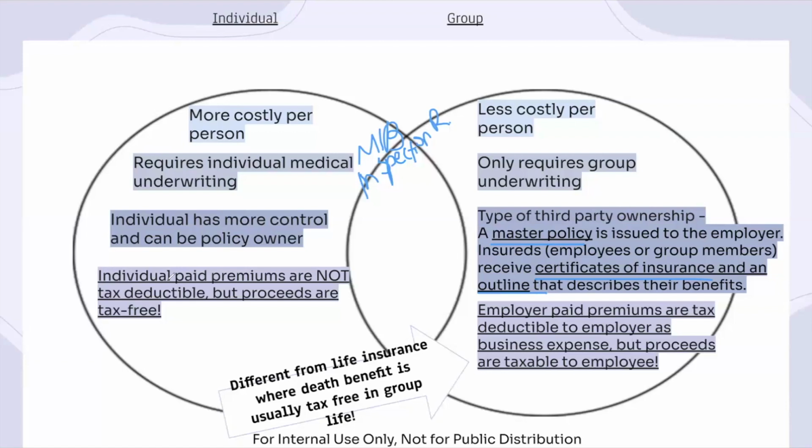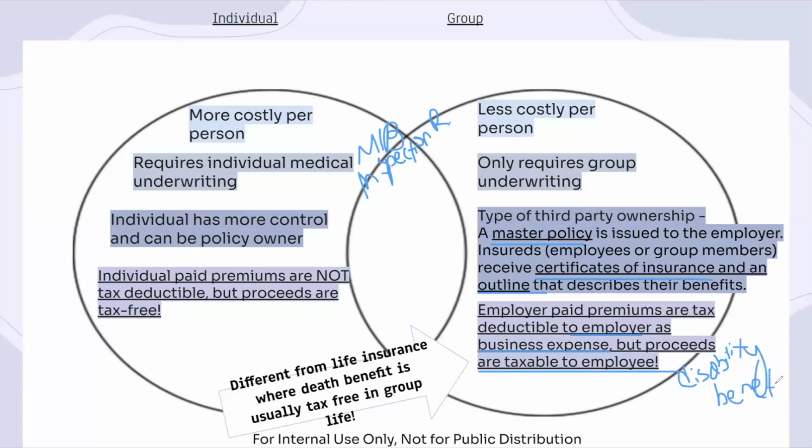Now, for group policies, here's what we want to distinguish. And health insurance, okay? Employer-paid premiums are tax deductible to the employer as a business expense, but proceeds are taxable to the employee. So if we look at disability benefits, that would be taxable in most cases.